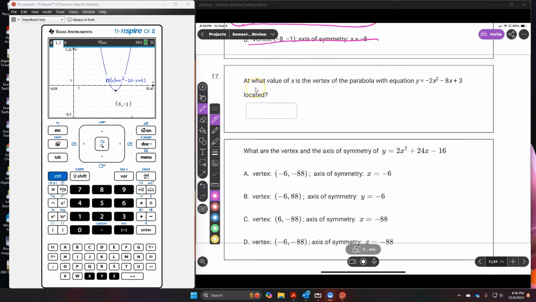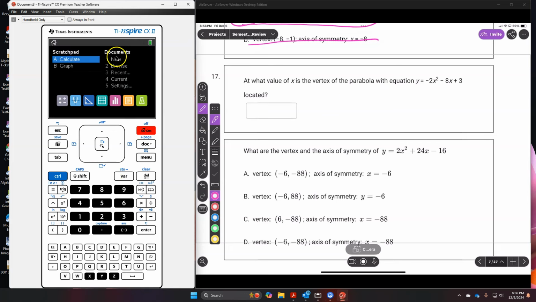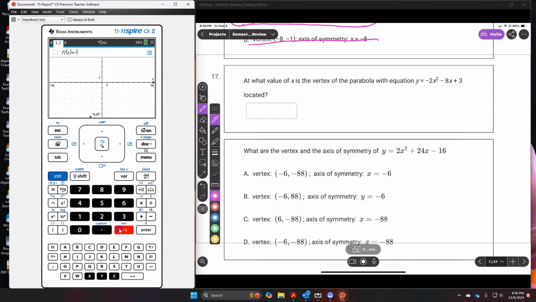17, I recommend that you use your calculator. At what value of x is the vertex of the parabola? What value of x is the vertex of the parabola with the equation located? So go ahead, I'm going to make a new graph. And so you have -2x squared minus 8x plus 3.